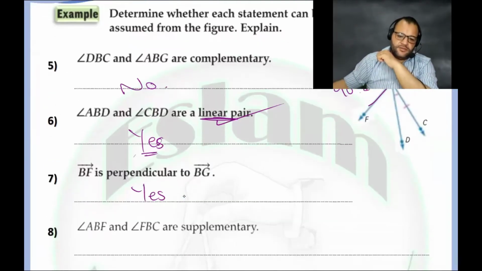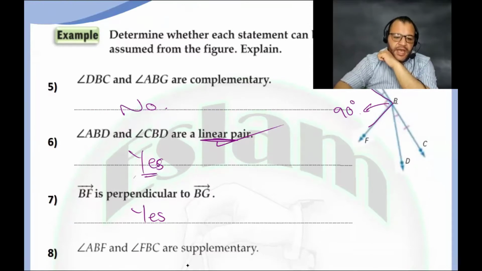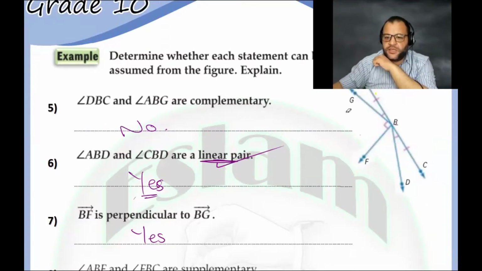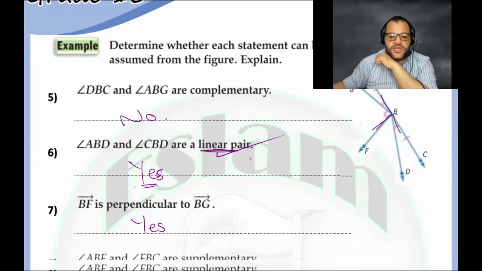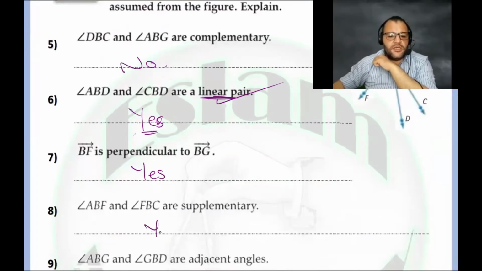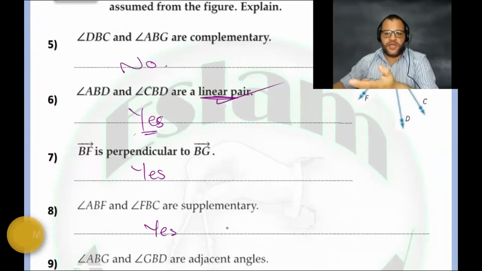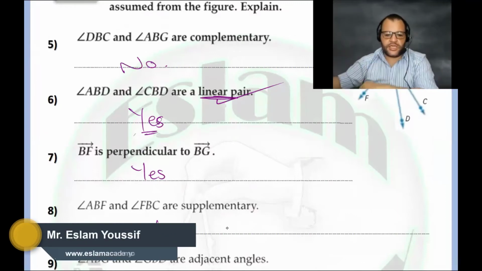Okay, can we say that angle ABF and angle FBC are supplementary? Yes. Why are they supplementary? Because they are a linear pair. What is the meaning of linear pair? It means the non-common sides are forming a straight line.